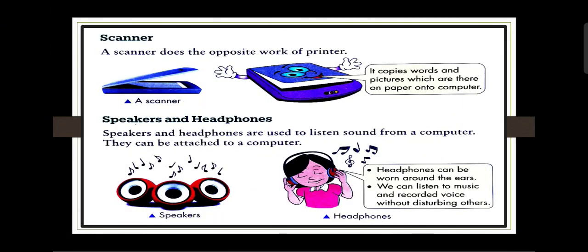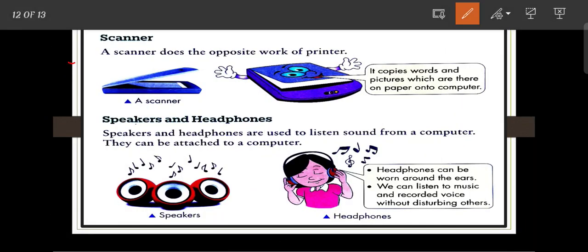Next is the scanner. A scanner does the opposite work of a printer, okay. It copies words and pictures which are there on the paper onto the computer. That means you have a printout and you need to convert the printout into digital format, then we use the scanner, okay. The scanner copies the words and pictures which are there on a paper onto a computer.